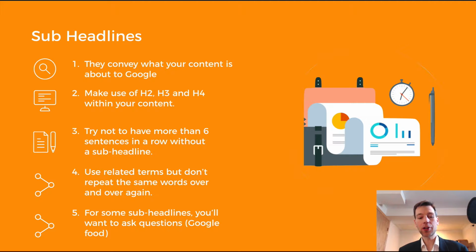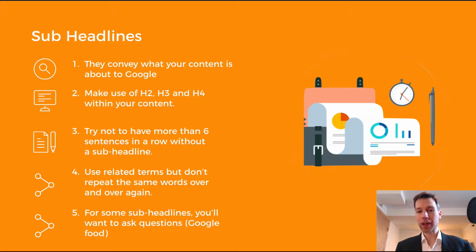So what you want to try to do is split up your content, and about every 6 lines or so, this is a general rule, you could always have more or less, but around every 6 sentences, I like to have a subheadline. I use related terms in my subheadlines. I don't always repeat the same word over and over. I will vary my subheadlines, but they are always related to whatever I'm talking about.